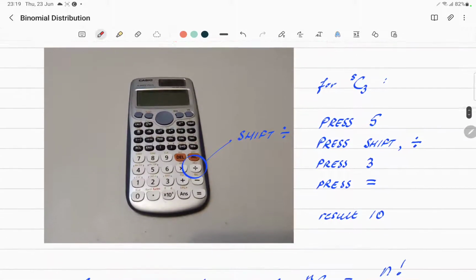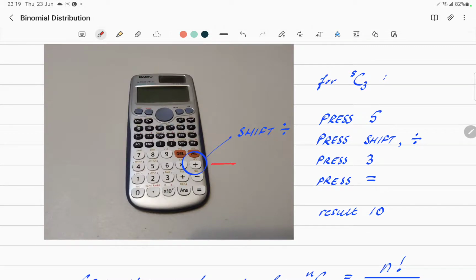So again, little diagram here. It's that button there, the division button. So for example, if I wanted to work out how many different ways I can arrange 3 items out of 5, or let's say 3 successes out of 5 events, the way I would do it, step by step, press 5, then press Shift followed by the divide button. So that's your nCr button. Shift, divide, and then 3, and then the equals button, and the result is 10. So effectively, there's 10 different ways of arranging 3 successes out of 5.